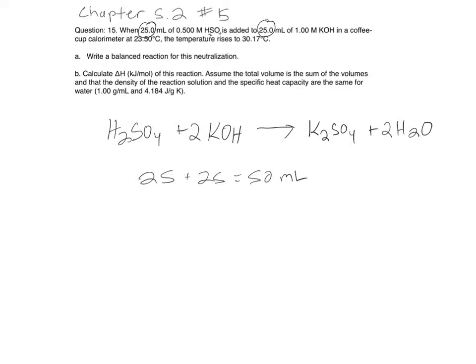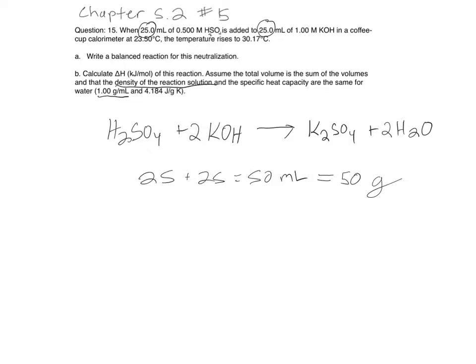And again, we can read the directions, and it tells us that the density of this reaction we can assume is the same as water, which again they told us is 1 gram per mL. So if water is 1 gram per mL and we have 50 mL, we can assume that we also have 50 grams of reactant. Alright, moving on.